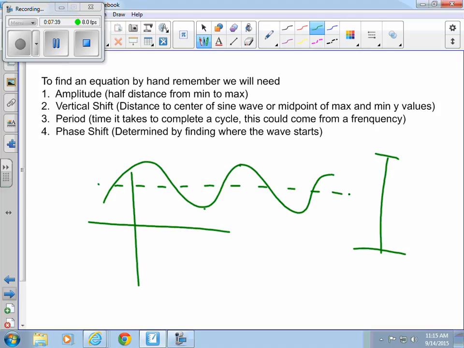We know that the period is the time it takes to complete one full cycle. This could come from frequency. You haven't heard that word yet, so we'll talk about that word in a second. And then the phase shift is determined by where the wave starts. We'll talk about that as we see problems. It's probably the toughest one. Any questions about this so far?